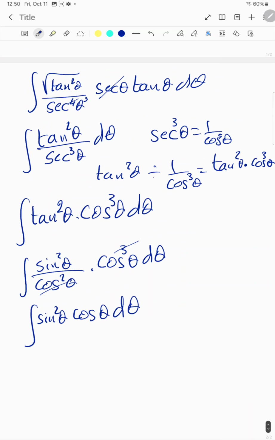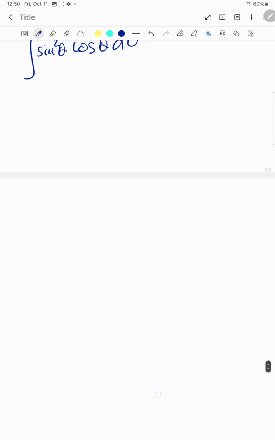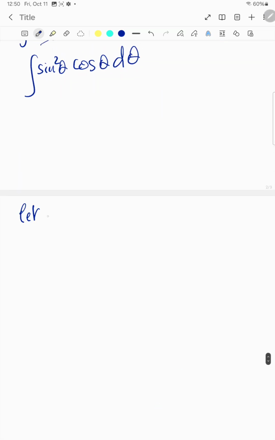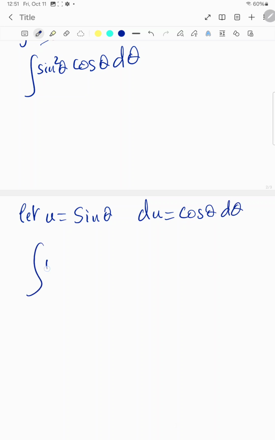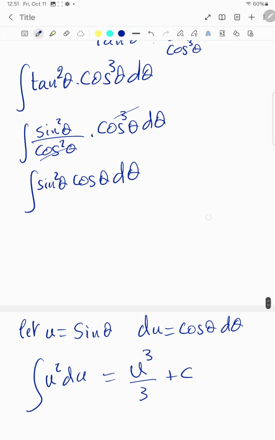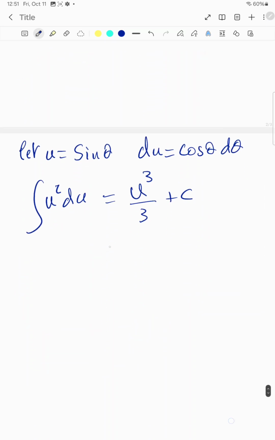And it becomes easy to solve now. I can say let u equal sine of theta. So my du is equal to cosine of theta d theta. So my integral becomes u squared du. And this is equal to u to the power of 3 divided by 3 plus c. And we said u is equal to sine of theta, so this will be equal to sine to the power of 3 of theta divided by 3 plus c.